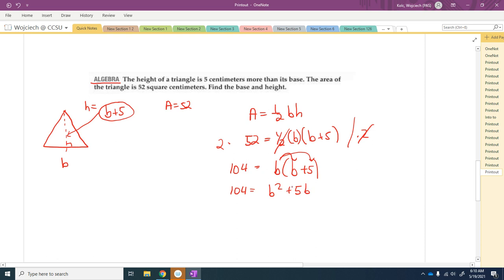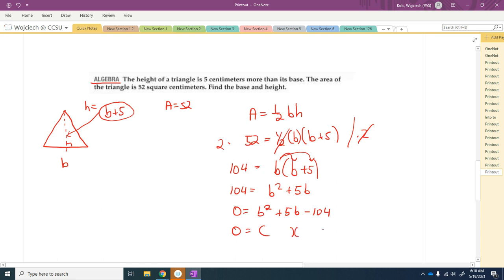Now, when we talked about quadratics in Algebra 1, first you have to move everything to one side and then use the quadratic formula or factor. So I will move 104 to the other side. If you subtract 104, you will get 0 equals b squared plus 5b minus 104. And now we'll factor.